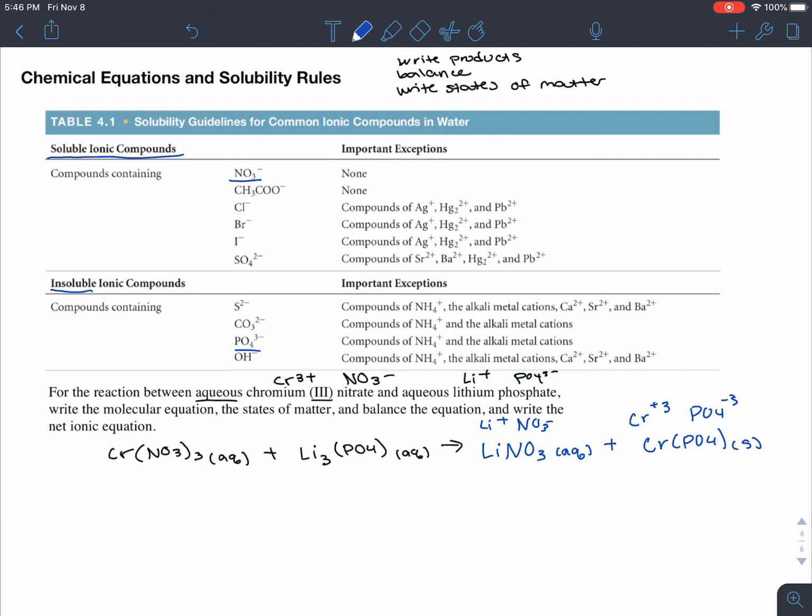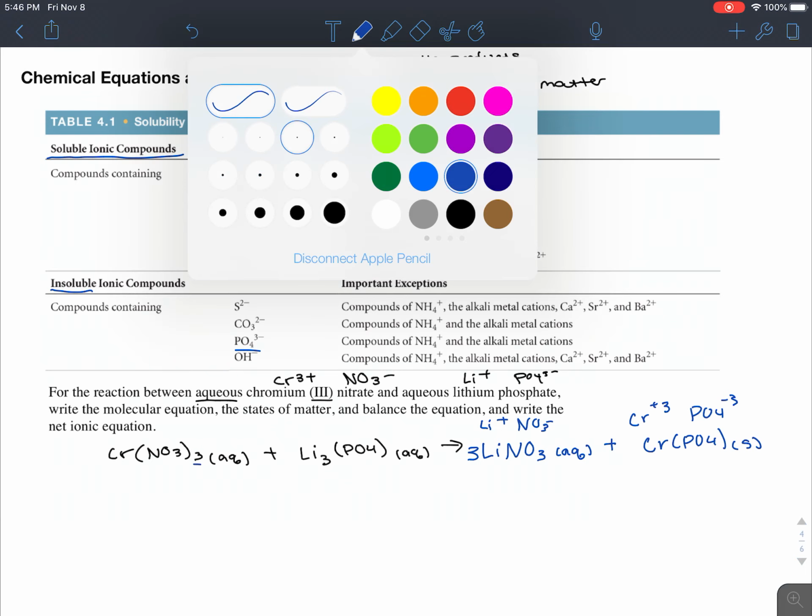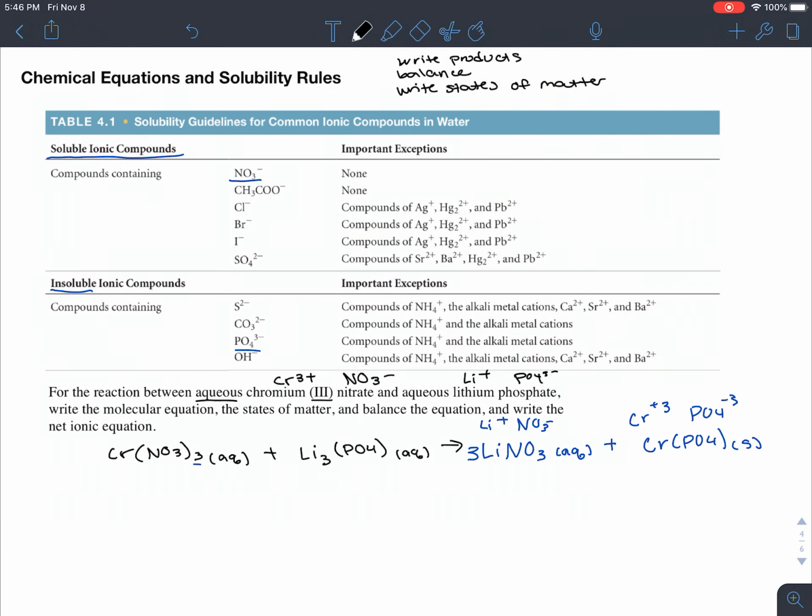Now we're not finished yet because we have to make sure we balance our equation. I have 3 nitrates here, so that means I need 3 here, which gives me 3 lithiums, and then I am completely balanced. Now, the difference with this question is it says, write the molecular equation, which we've done, the states of matter, balance, and write the net ionic equation. The net ionic equation just shows what's actually happening.